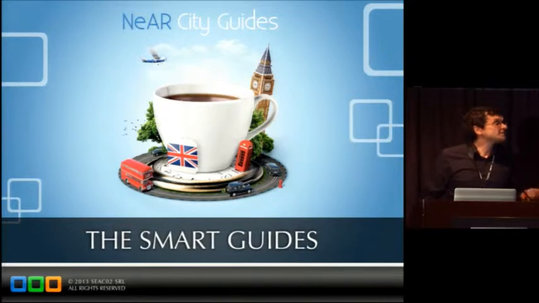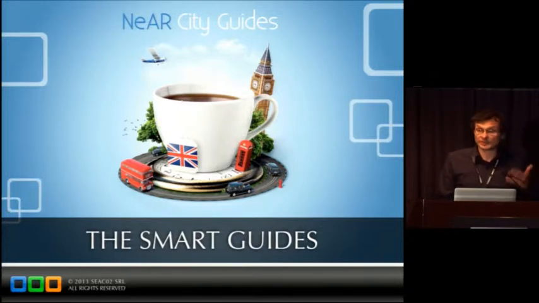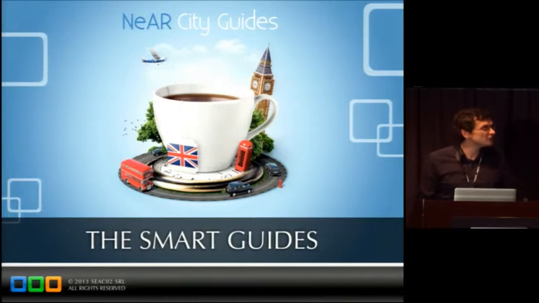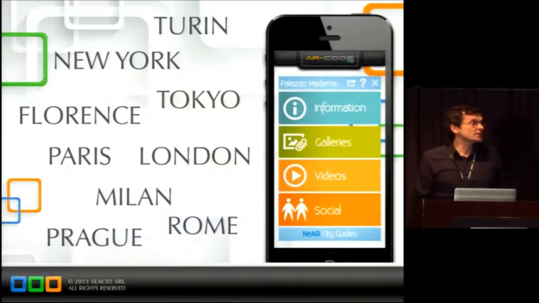The smart guides, so the near city guides provided by our code, are going to be delivered starting in September, and are going to be free for the end user, so free of download, free of usage. And we're going to start with our city actually, Torino, and then will come New York, Tokyo, Florence, Paris, London, Milan, Rome, and Prague.